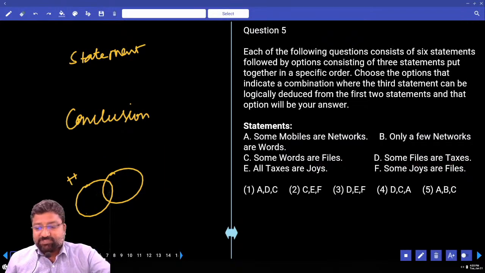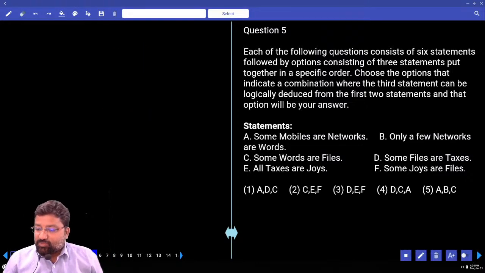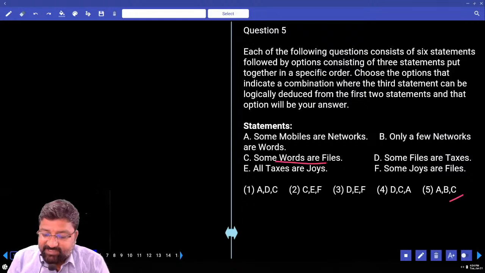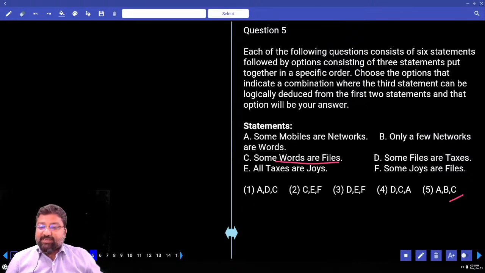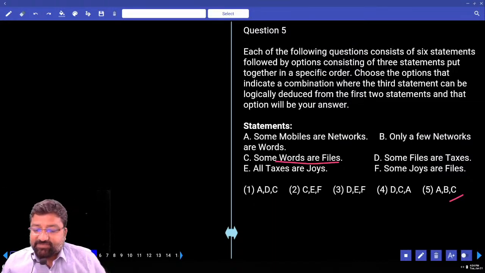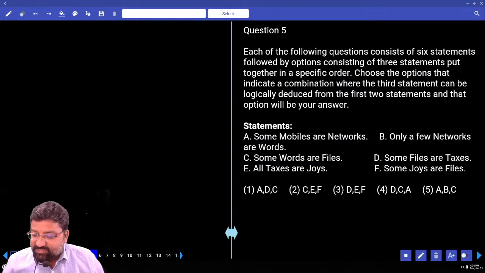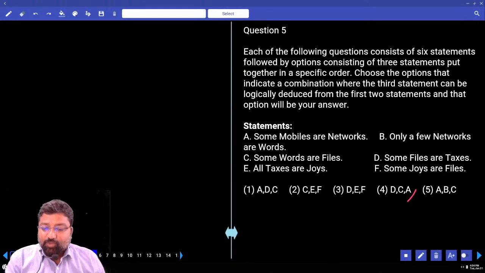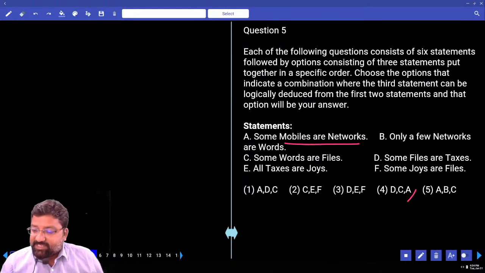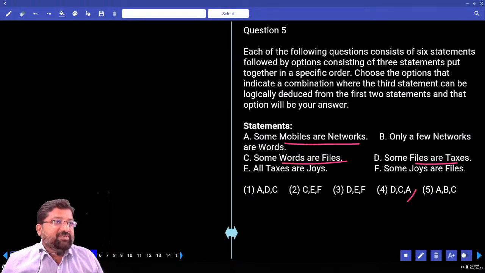Let me go for the next one. Now my concentration is on C. What is there in C? Words, files. A and B. Mobiles, networks, network, word. Do you find files? No. Will I get answer? No. Now A, mobiles, network. D, files and access. Then C, words, files. Both mobile and networks are not here.